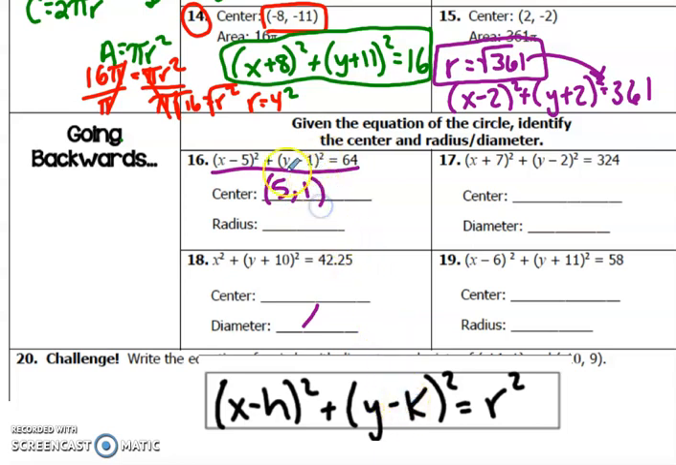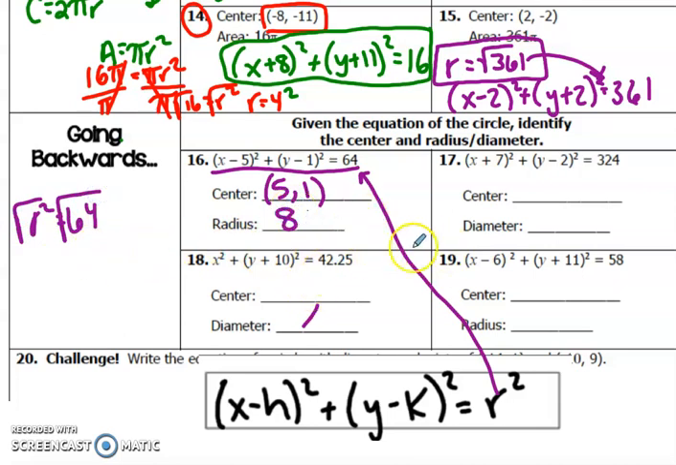Here, the negative sign comes from here, so it's not with the negative 1, it's just in your equation. So the center is actually a positive 5 and then a positive 1. And then to find your radius, you've got your r squared equal to that right side, and to get r by itself, you're going to square root. So the square root of 64 is going to be 8. So you will always square root this right number.